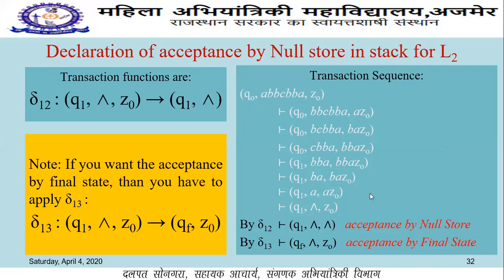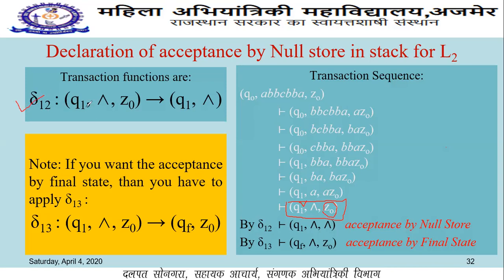So after applying the pop operation, we reach a situation where the machine is in state Q1, the input is null, and the top element of the stack is Z0. If we consider that the acceptance of this machine is by null store, then we apply the transition function delta.